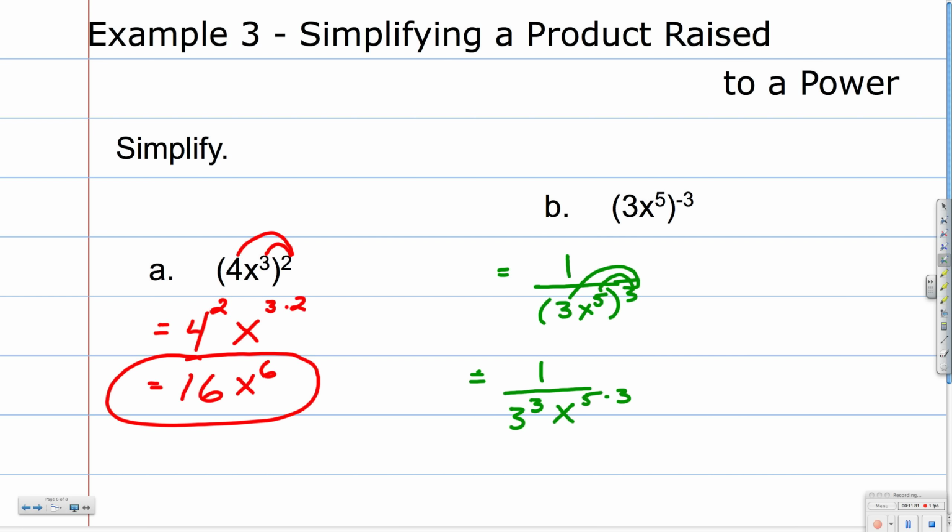We simplify the exponents. 3 to the 3rd, well, we're going to put our answer as 1 over, and 3 to the 3rd is 27, because it's 3 times 3 times 3, and x to the 5 times 3 power gives us x to the 15th power. So our final answer here is 1 over 27x to the 15th.